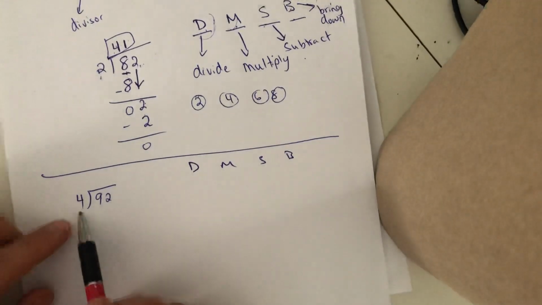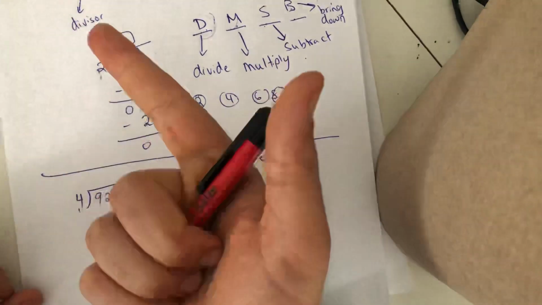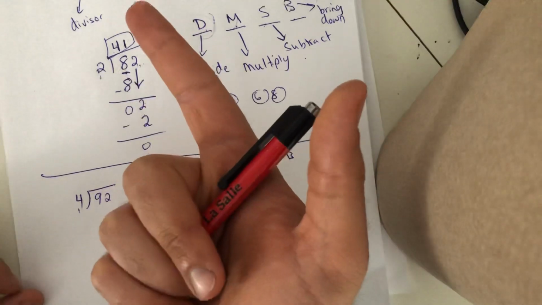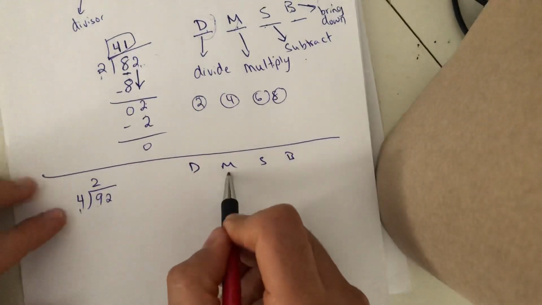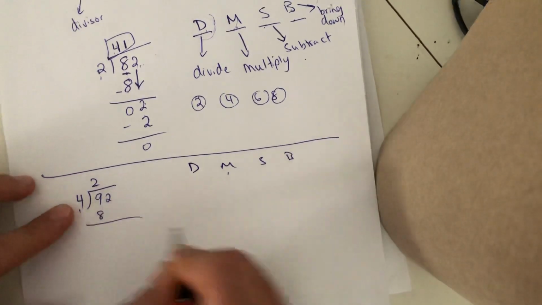I'm going to ask myself, how many times can 4 go into 9? 4, 8, if I go more, it'll be 12. So I don't want to go over. So it could go into 9 2 times comfortably. Okay, step number 2, multiply. What's 2 times 4? 2 times 4 equals 8.